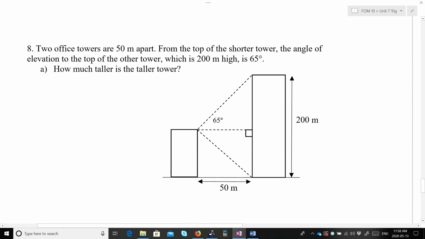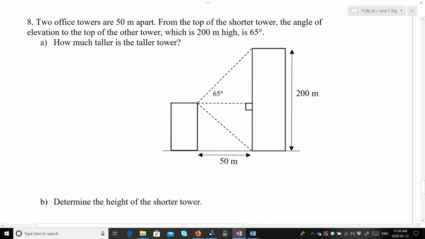Alright, we are finally on to number 8. Two office towers are 50 meters apart. From the top of the shorter tower, the angle of elevation to the top of the other tower, which is 200 meters high, is 65 degrees. So that's what they're saying right there, angle of elevation. How much taller is the taller tower?